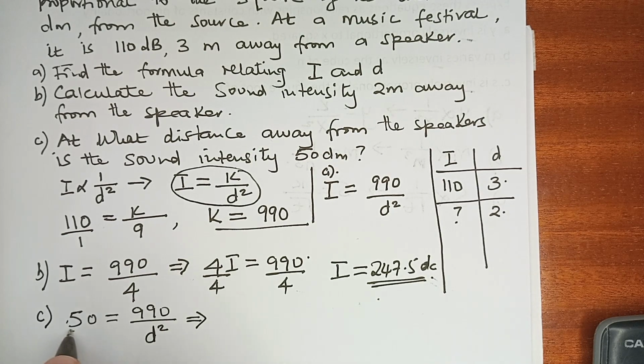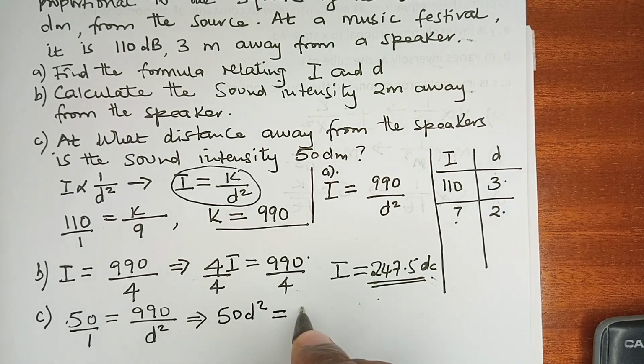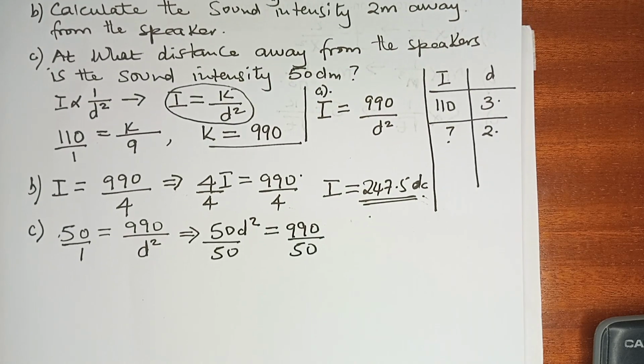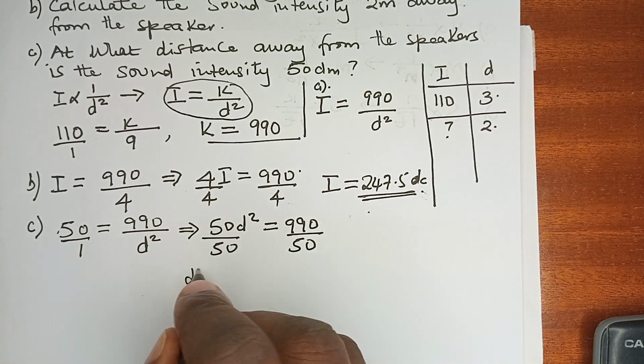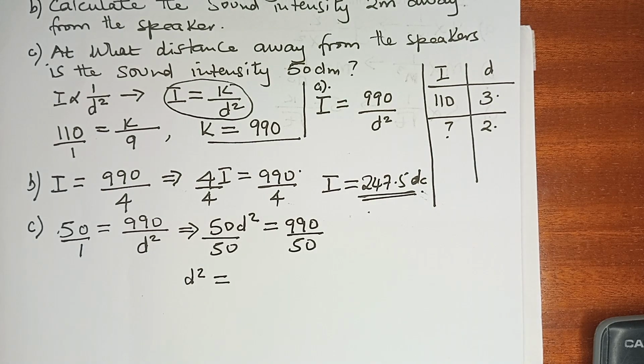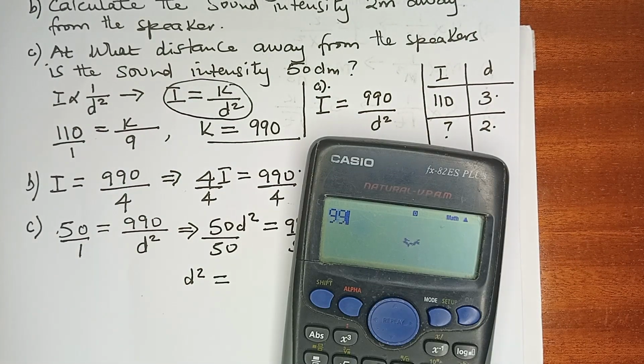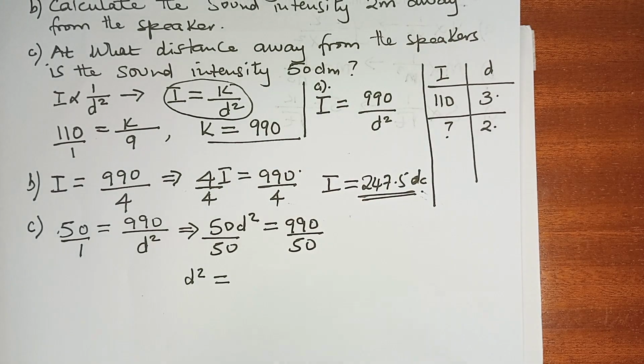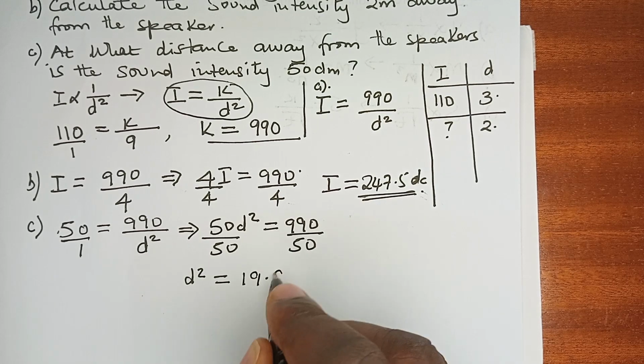After cross multiplication, we find that 50d squared is equal to 990. Divide by 50 on both sides. So we can easily see that d squared is equal to 990 divided by 50, which is 19.8. So d squared is 19.8.